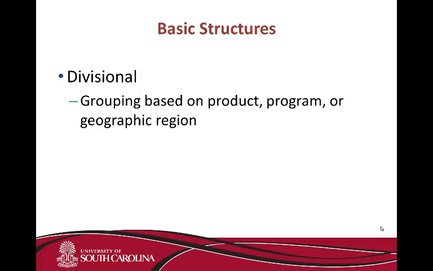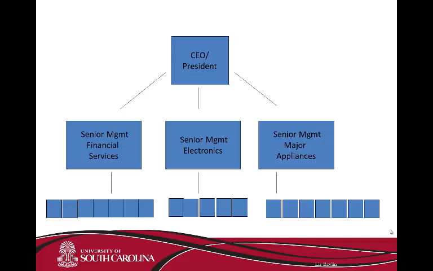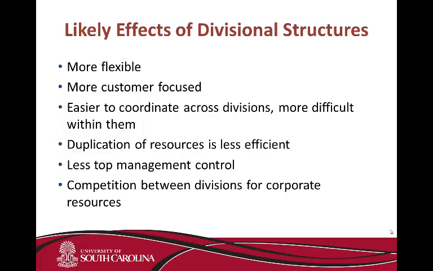If we look at the divisional structure, we see something slightly different. Here's a much flatter structure, as you can see. In this case, we should not see all those layers of management there, and we should expect that there should be a lot of peer-to-peer relationships going on. So what's the effect of a divisional structure? Typically, it's more flexible. It can move more quickly. Much more focused on the customer because that's how it's designed.